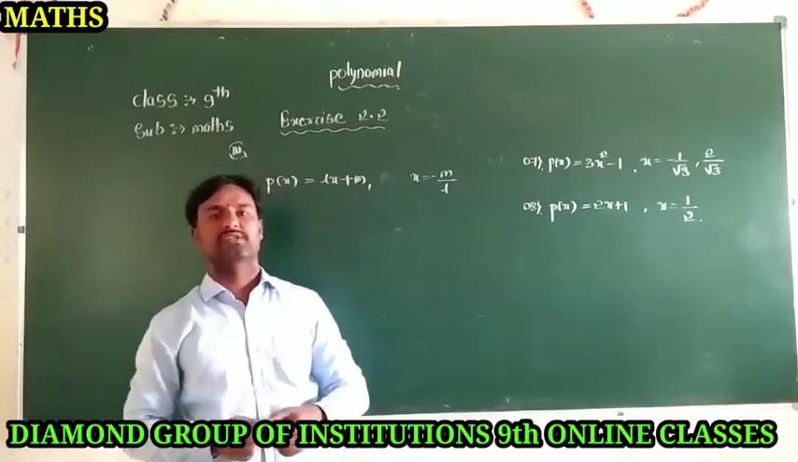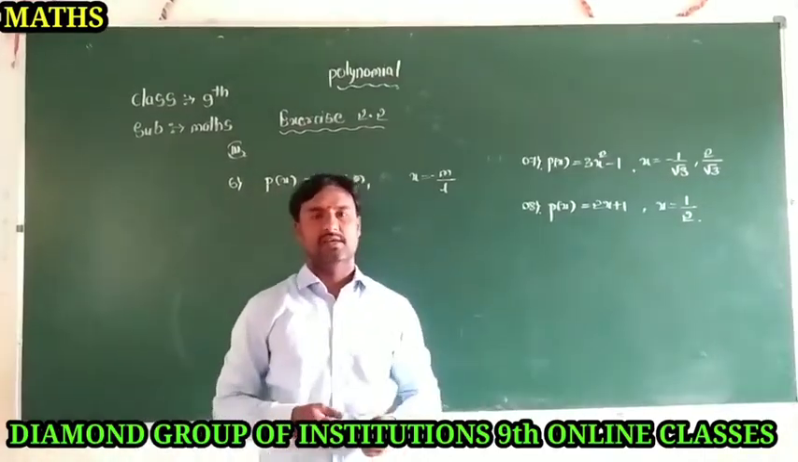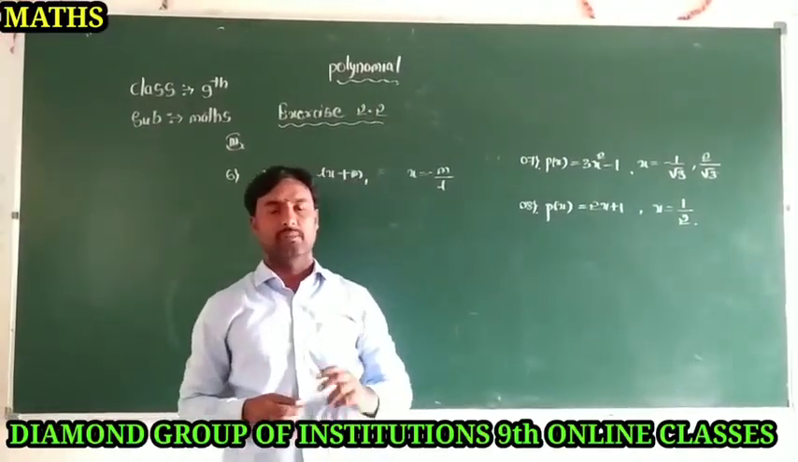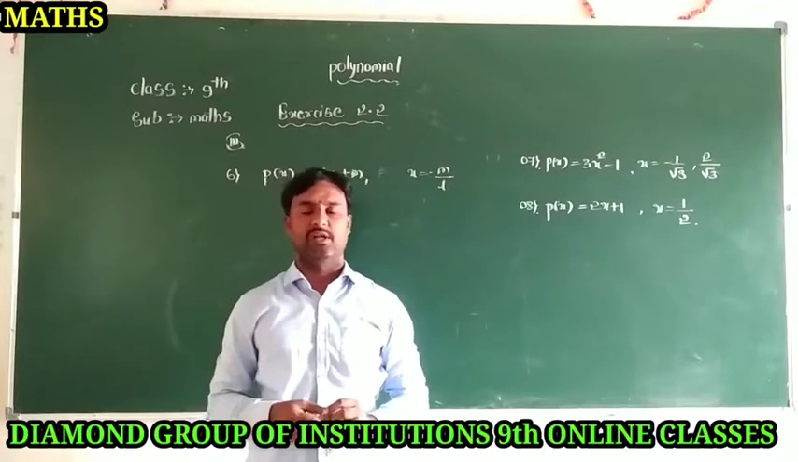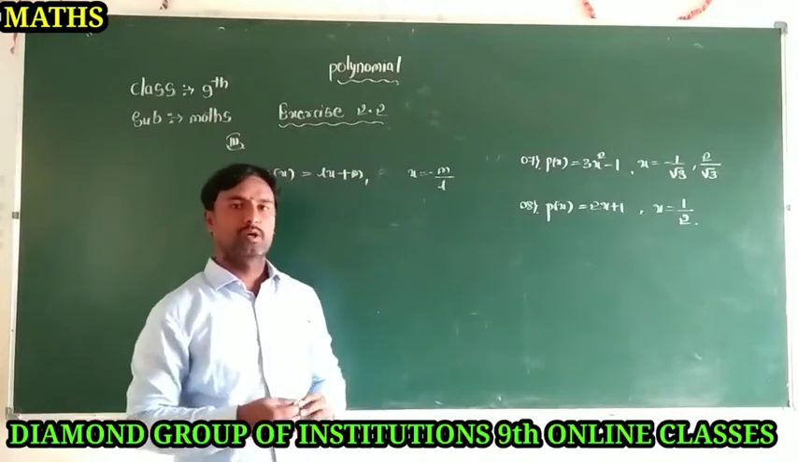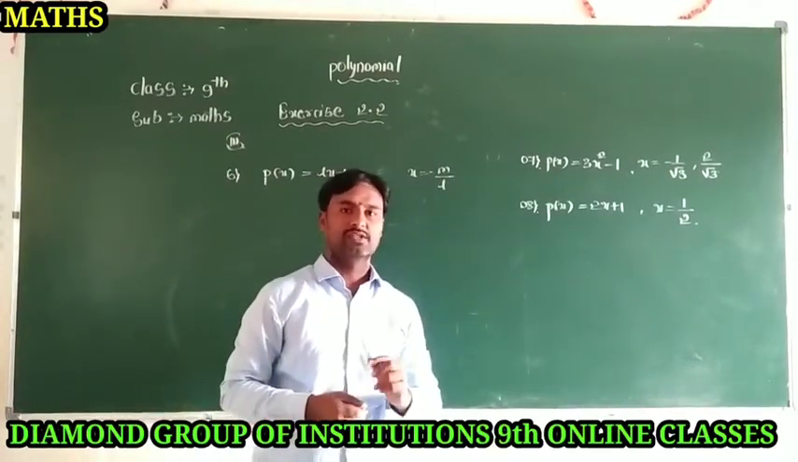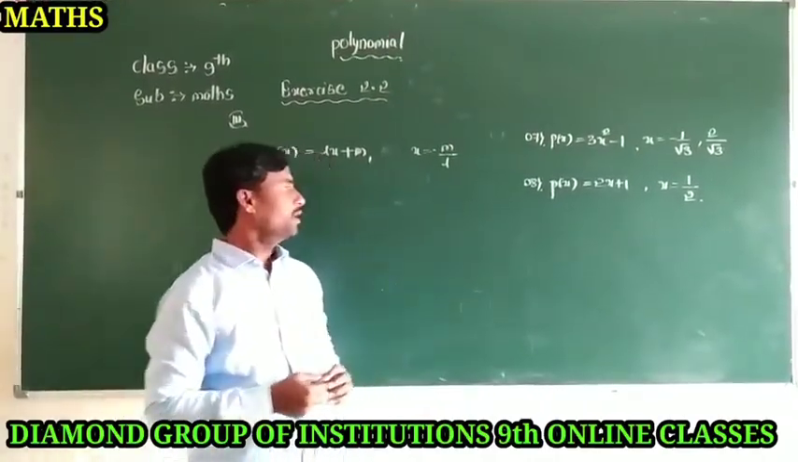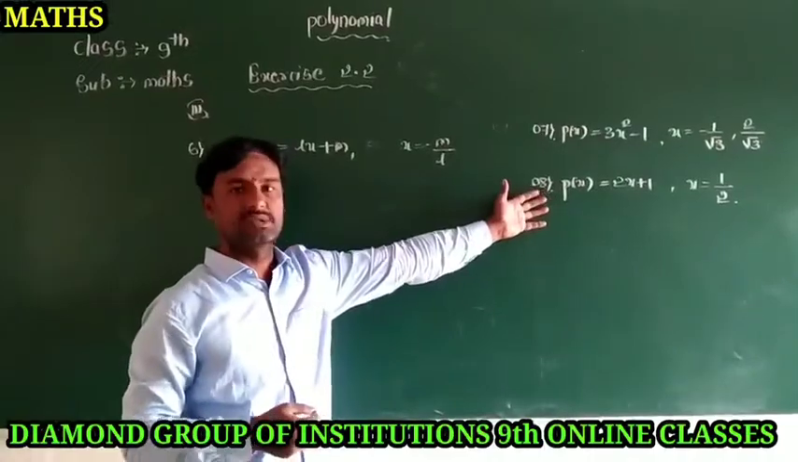So dear students, previously we completed three classes. We started the polynomial chapter, dear students. We completed exercise 2.1, and also 2.2 we are going. In 2.2, I taught you first bit, second bit and third bit. So third bit we are going. In the third bit, totally 8 problems are there, dear students.